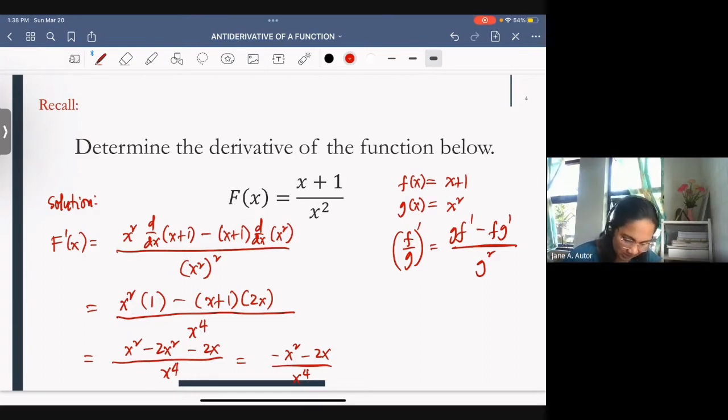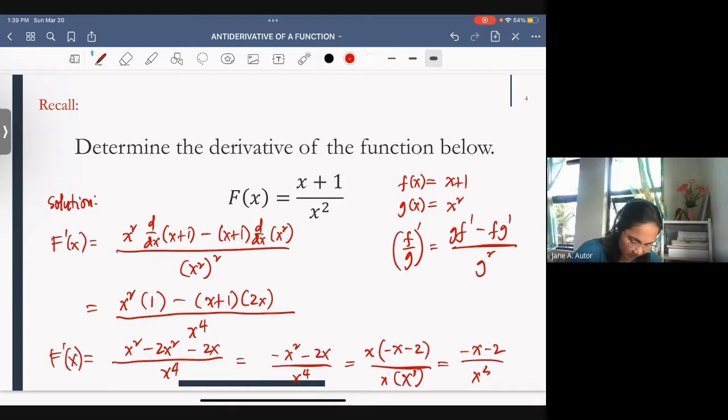out x, in order to simplify the derivative. Although we were already able to get the derivative of the function, I think we can still simplify this one. If we factor out x from both numerator and denominator, this will be negative x minus 2 divided by x times x cubed. So, we have negative x minus 2 over x cubed as the derivative of capital F of x.